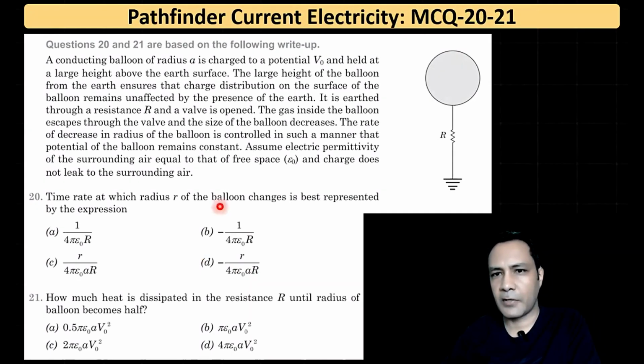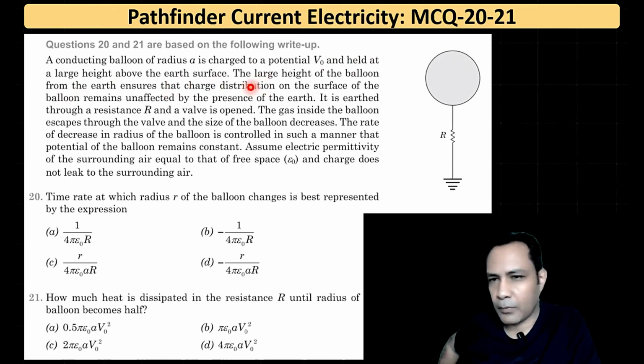Hello all listeners. Let's see this question of current electricity from Pathfinder. It's a paragraph question, MCQ 20 and 21. The question: there is a conducting balloon of initial radius A. It is charged to a potential V0 and is held at a large height above the Earth's surface.